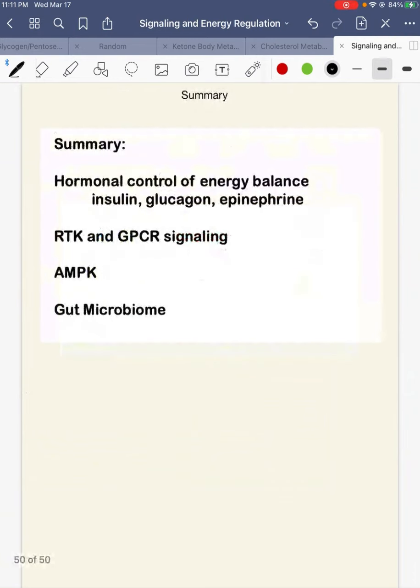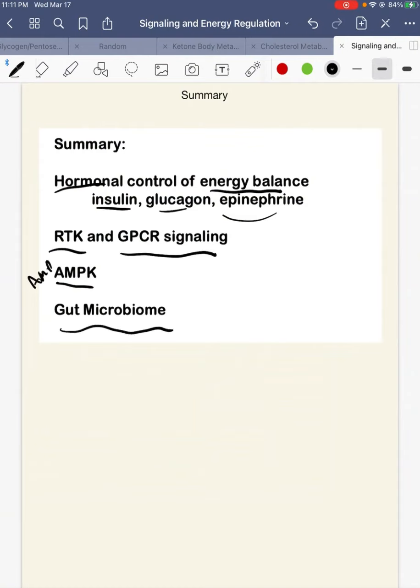Okay, so in summary, we talked about hormonal control of energy balance, remember insulin, glucagon, and briefly epinephrine and how they bind. Receptor tyrosine kinase and the signaling cascade at the end. We talked about GPCR, so know the difference between these two. AMPK is different from receptor tyrosine kinase and GPCR, as it's activated by AMP. And then we briefly talked about the gut microbiome, so make sure you know all that stuff for this lecture. This was a long one, but I did it pretty fast.